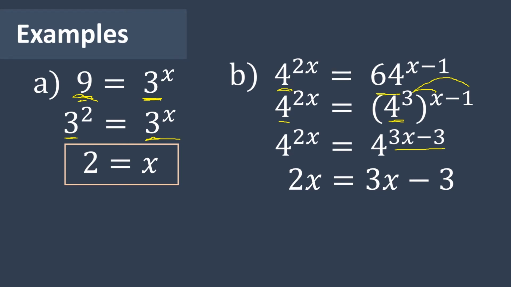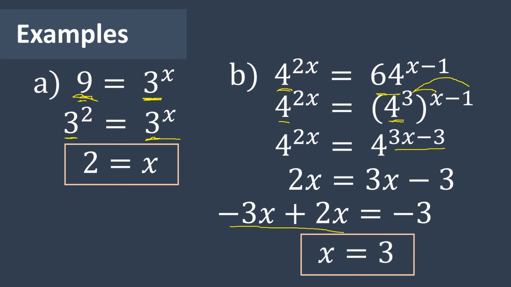Then, we're going to solve now for the value of x. So, transpose lang natin yung positive 3x, so magiging negative 3x. So, it will become negative 3x plus 2x is equal to negative 3. Combine similar terms, it will be negative x is equal to negative 3. But since hindi natin gusto na negative yung numerical coefficient ng x, then we're going to multiply the whole equation by negative 1. So yung negative x natin naging positive x, at yung negative 3 naman natin naging positive 3. Therefore, the final answer is x is equal to 3.